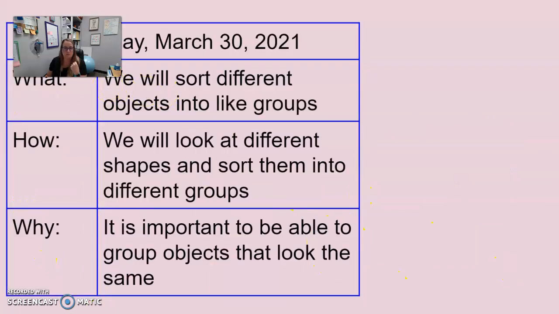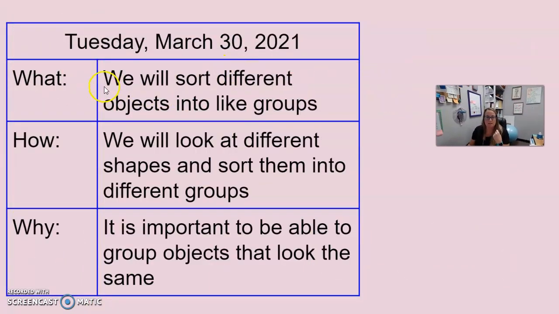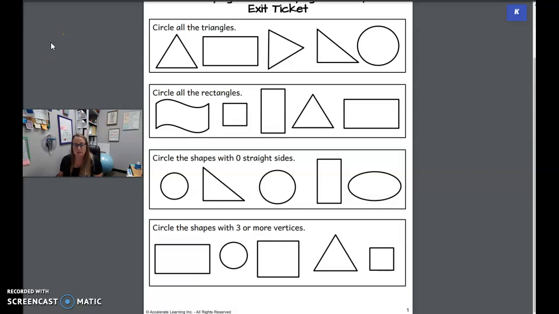So let's review what we talked about today. Today, we sorted different objects into like groups. We looked at different shapes and we sorted them into different groups. How did we sort them? Yeah, we sorted them by their shape name. And we did this because it's important to be able to look at objects that are in the same group. So here's what you're going to do today.